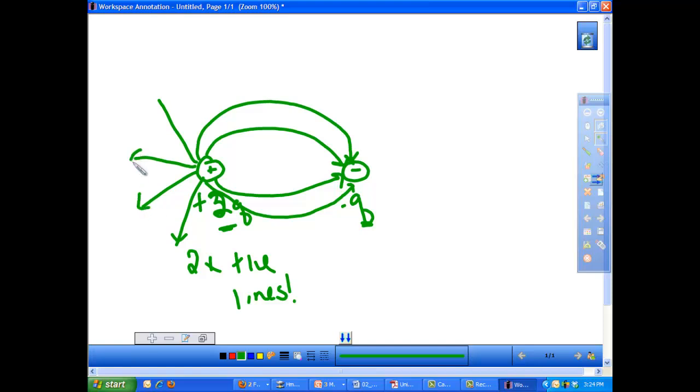And you can just draw them coming out here to the side. It doesn't really matter. So, just by looking at this picture, we know this is positive, negative, and this guy is twice the charge as this one because it has twice the lines.